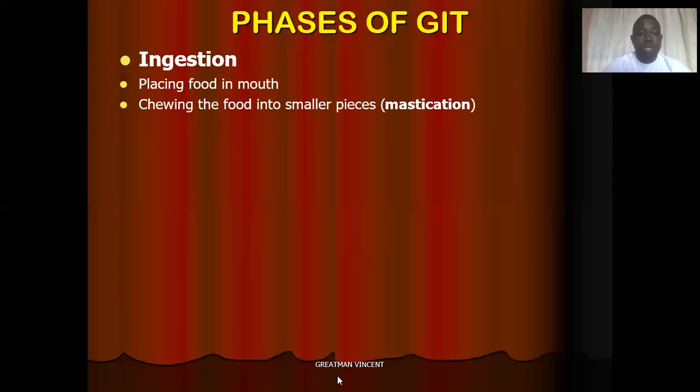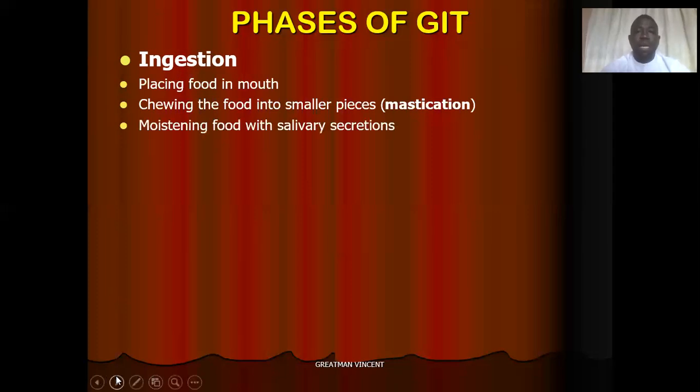And as well, when we talk of the ingestion phase, we're also talking about after food has been masticated, it is being moistened with salivary secretions and other chemical digestive enzymes so that food can be processed further. We are also talking about the initiation of swallowing, which is deglutition. And of course, in today's lecture, this is going to be our main focus. So this is just one phase of the GIT, the gastrointestinal tract, which is ingestion.